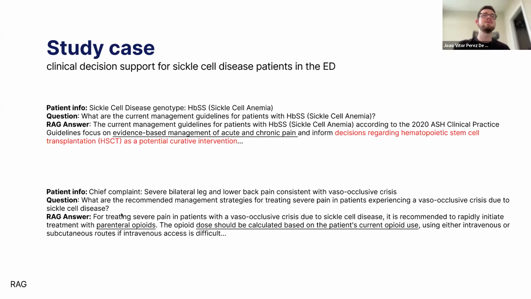But then in a separate example, the chief complaint for the patient coming to the hospital was severe bilateral leg and lower back pain, consistent with vaso-occlusive crisis. We used this patient information to search the database for the recommended management strategies for treating severe pain in patients experiencing vaso-occlusive crisis. The response that we got is that it is recommended to rapidly initiate treatment with parenteral opioids, which is actually the type of drug used in this case, and that the dosage should be calculated based on the patient's current opioid use. So this is really accurate.